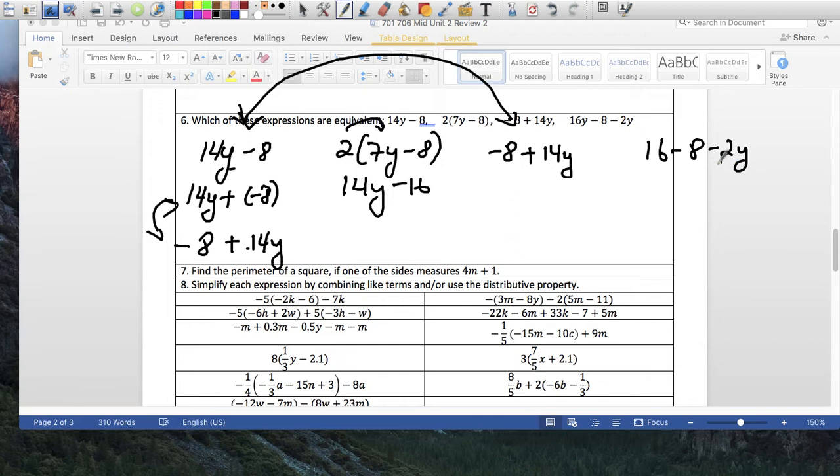And last one, let's see if this is the same as anyone. So 16 minus 8 minus 2y, 16 minus 8 I can combine and I get 8. Minus 2y. Does that look like anybody else? No.